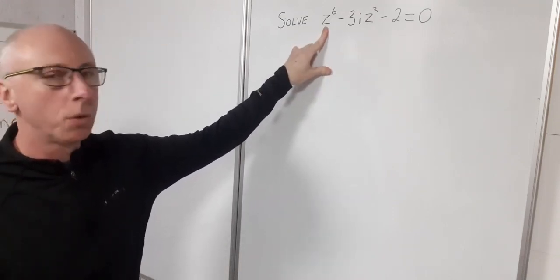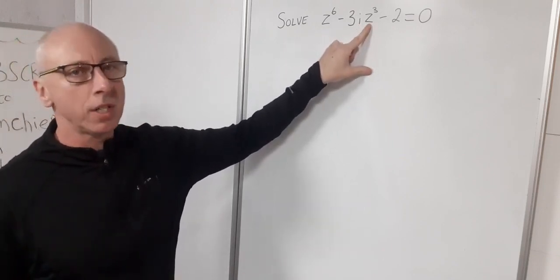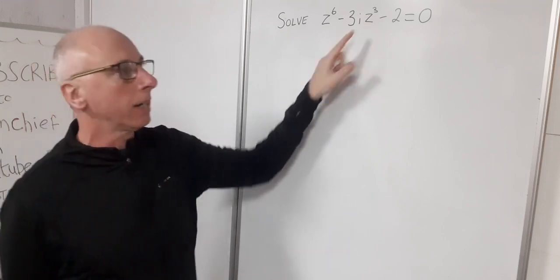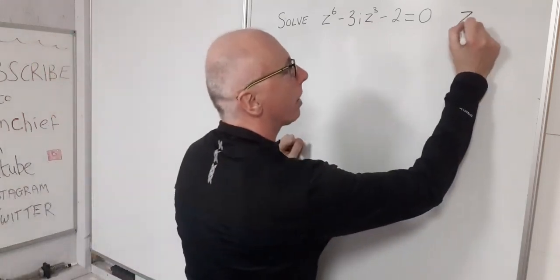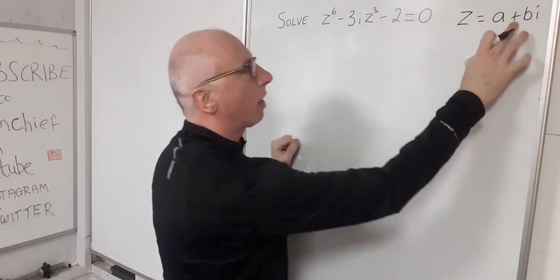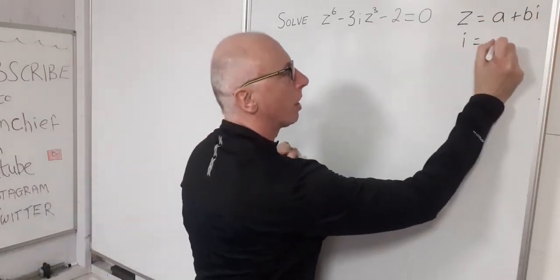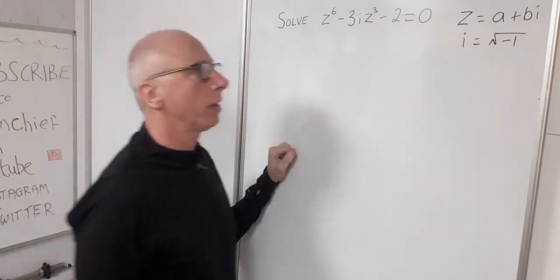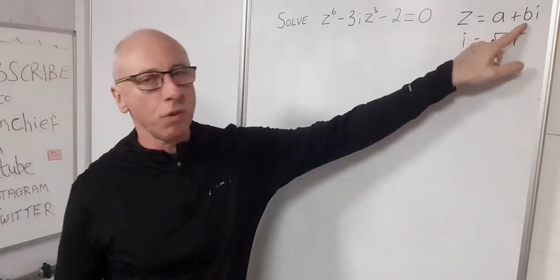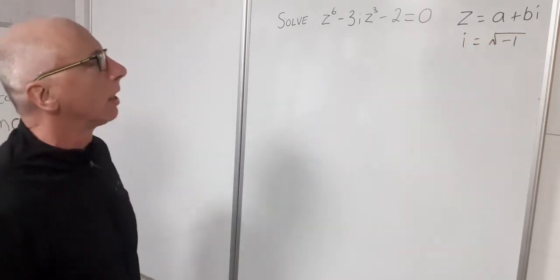Now, first of all, what we can see here is we've got this i here and the variable z. So we're into complex analysis. So z is our complex number, which is of the form a plus bi, where i is our imaginary part. So that's the square root of -1. And a and b are real numbers with a real part and an imaginary part.